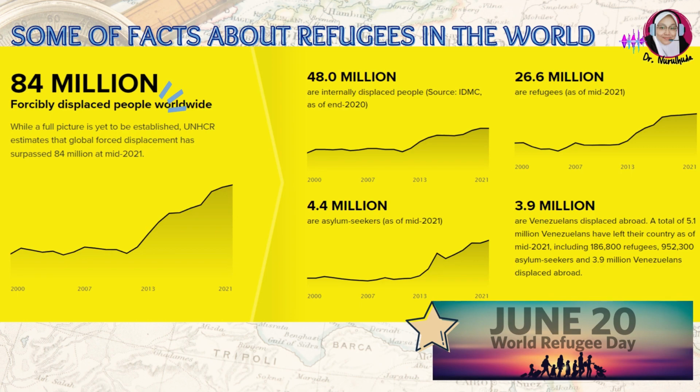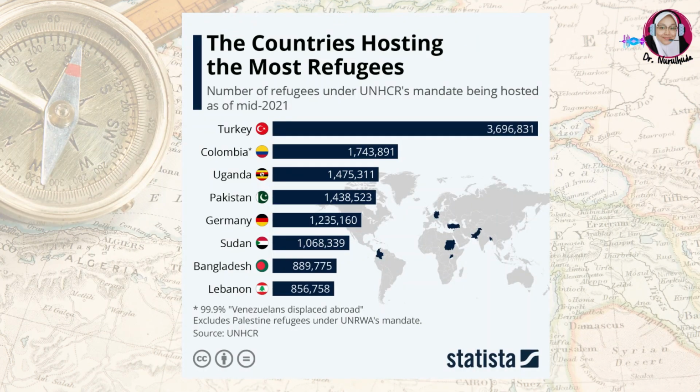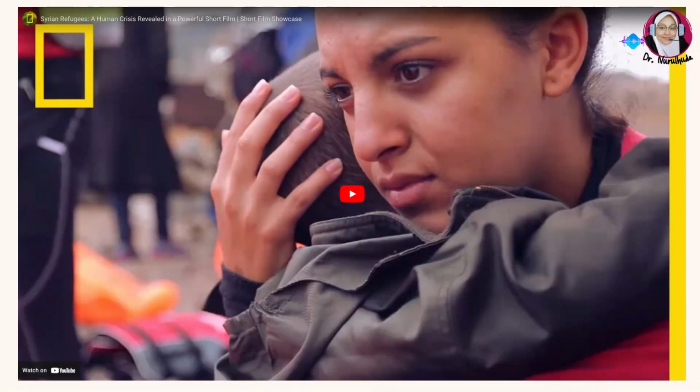So, some of the facts about refugees in the world: the numbers show that there are about 84 million forcibly displaced people worldwide, right? And other numbers show that there are a lot of refugees around the world. Turkey is one of the countries that has become a host for these refugees, all right? And they have been giving protection to about 3,696,831 refugees in Turkey alone. And in other countries, there are also hosts for these refugees.